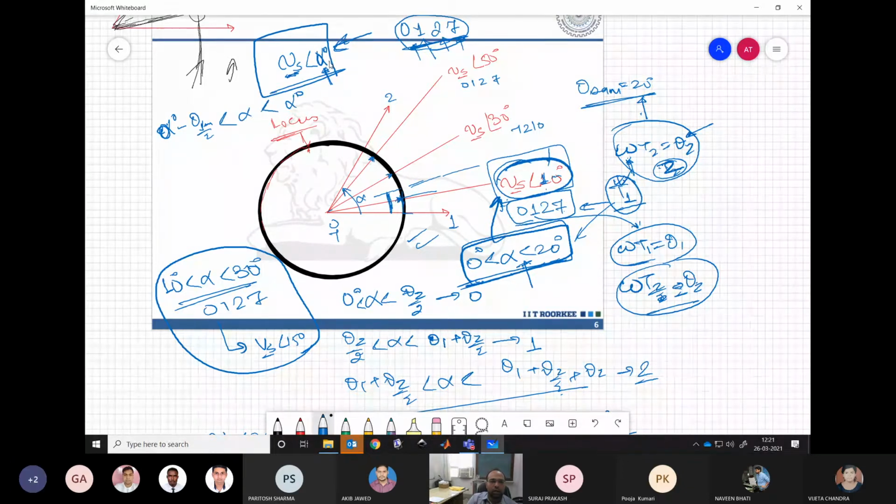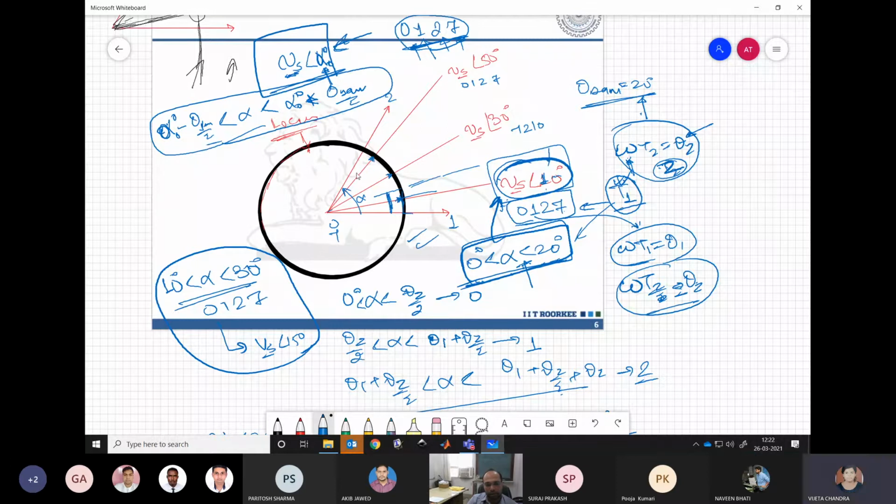alpha, let's say alpha naught I can give, alpha naught plus theta sampling by 2. Now is it clear? Yes, sir. Now it is clear.